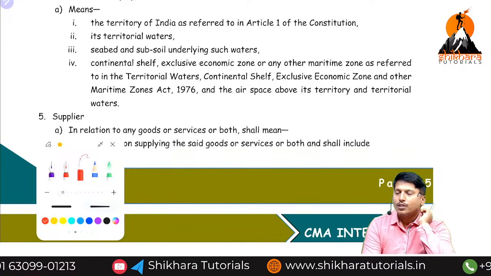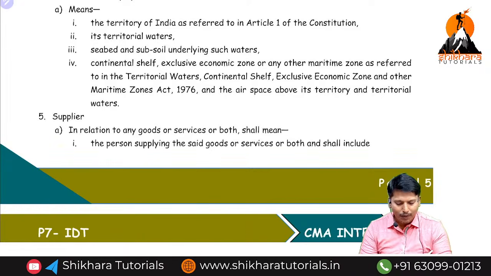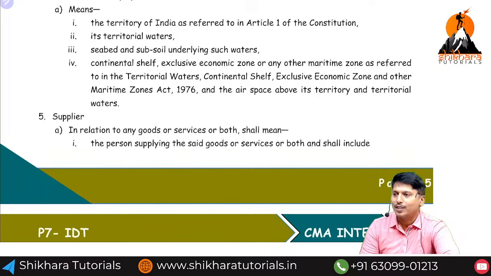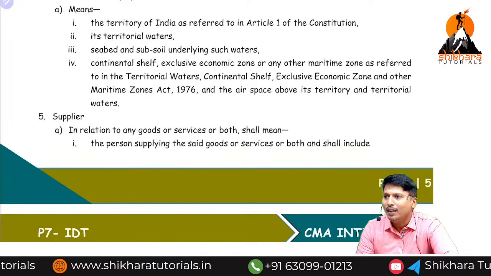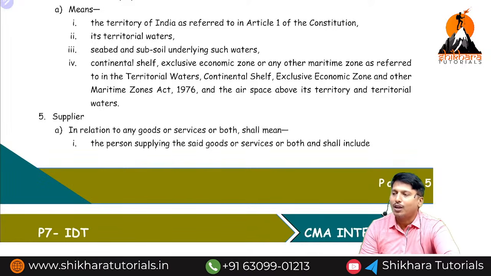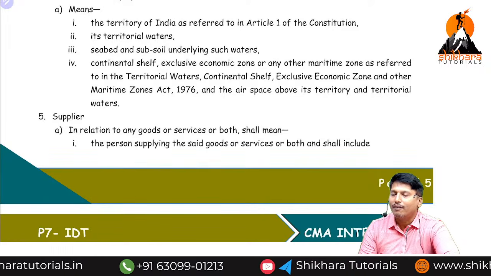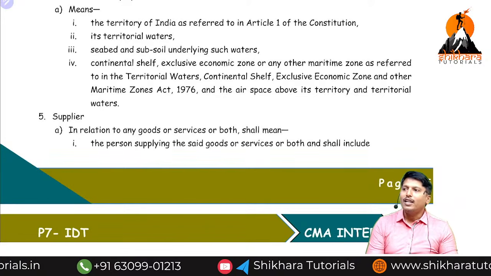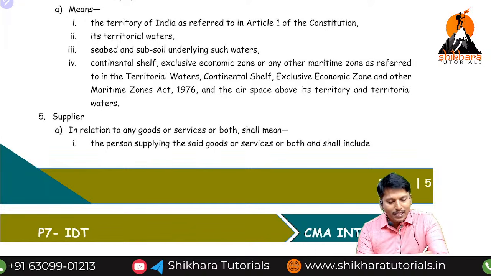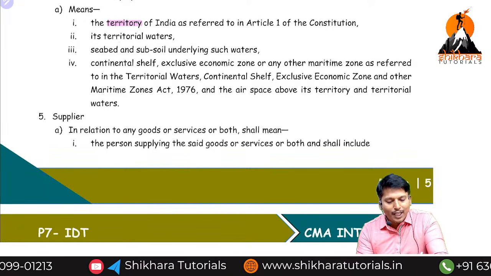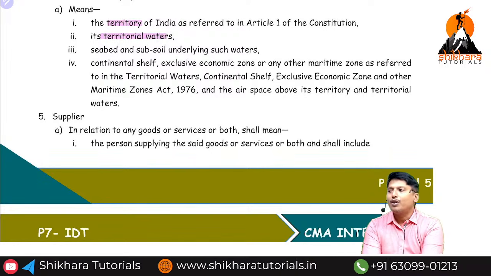So to levy GST, what must happen? Supply must happen to levy GST. Where to happen? In India. If supply happens in Bangladesh or America, will GST be levied? No. Supply has to happen in India. So what is India as per the GST Act? India means territory and territorial waters.